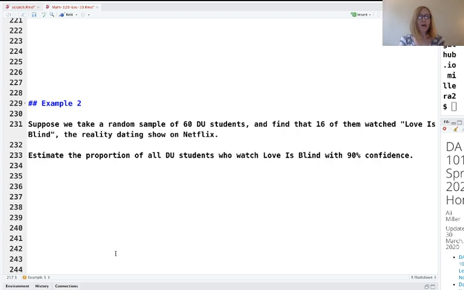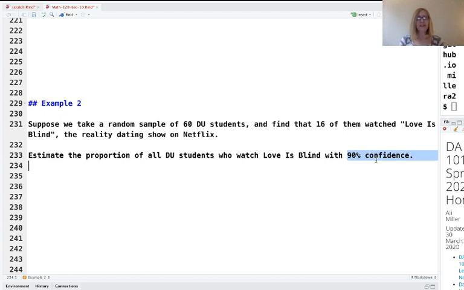This one says, suppose we take a random sample of 60 Denison students and we find that 16 of them watch the Netflix show Love is Blind. Based on this, we want to estimate the proportion of all Denison students who watch the show, this time with 90% confidence. Let's figure out, with 90% confidence, what proportion of Denison students are watching Love is Blind.